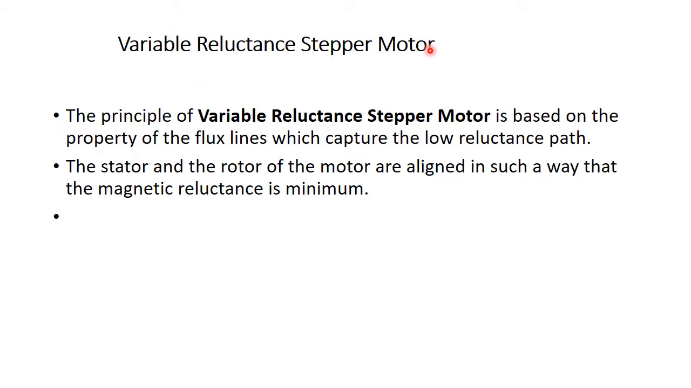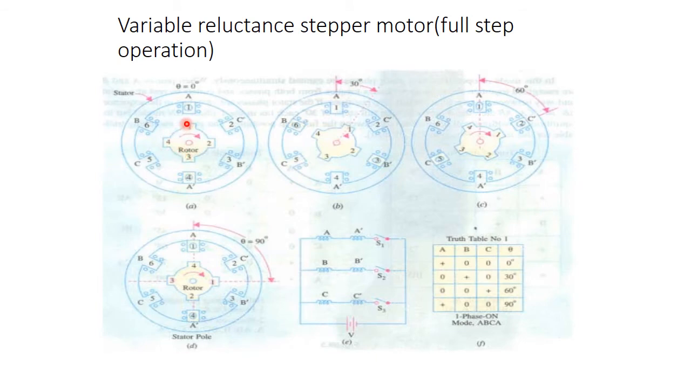In the variable reluctance stepper motor, the rotor position is aligned in such a way that it is at the minimum reluctance position. At the minimum reluctance position, the distance between the two is very small, which means the air gap is small, so that more flux can interact.